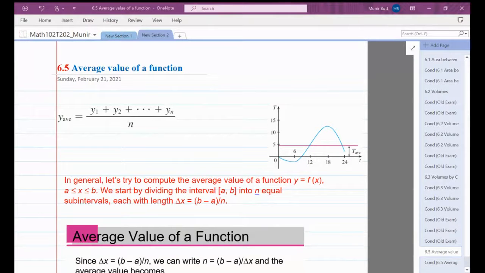Okay, so I welcome you all to this Math 102 Calculus 2 class. Today the objective of our class is to study unit 6.5 in chapter 6 of Calculus 2, and the topic is: what is the average value of a function.